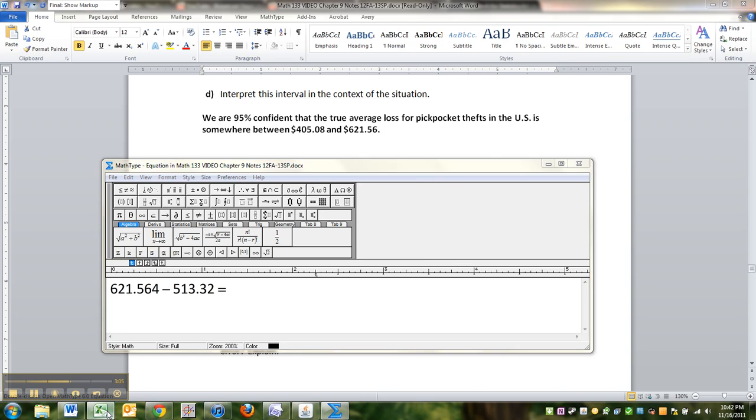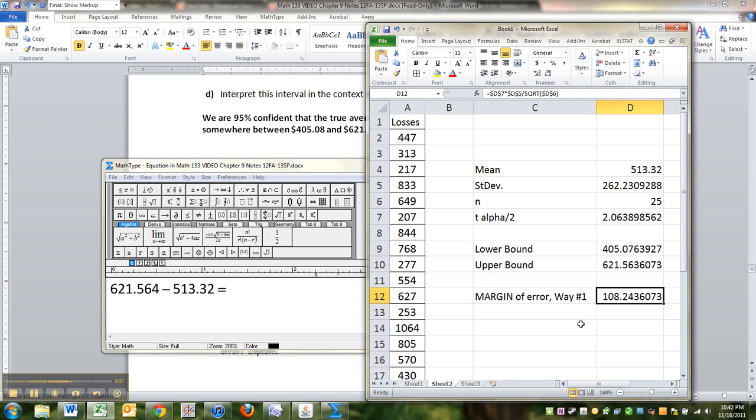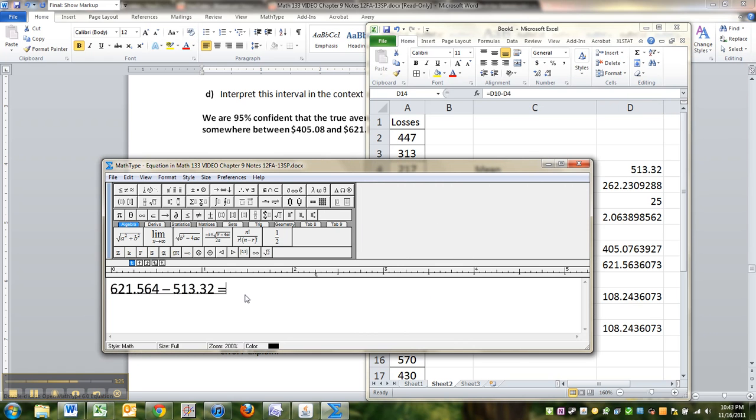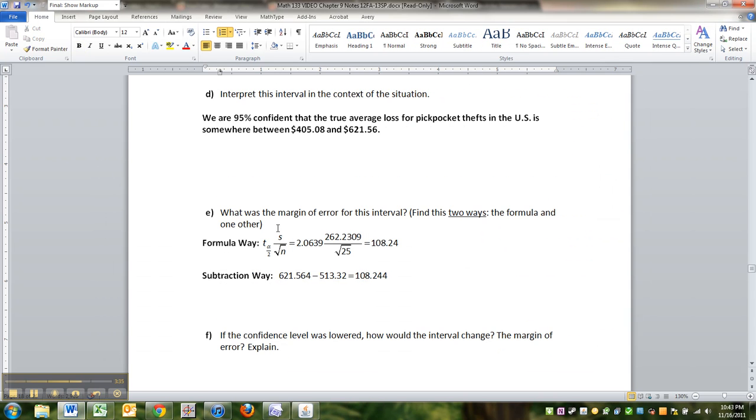And I will make Excel do that because that's what it's good at. So let's see, margin of error, way number 2. You can subtract. You can say, okay, take this upper bound, 621, subtract away that mean of 513. Lo and behold, it's the same number we found from up here. It's 108.24. If you have the confidence interval already made, it's really easy to do this because you just subtract. I mean, there's nothing to it. Okay, all right, so there's the other way.